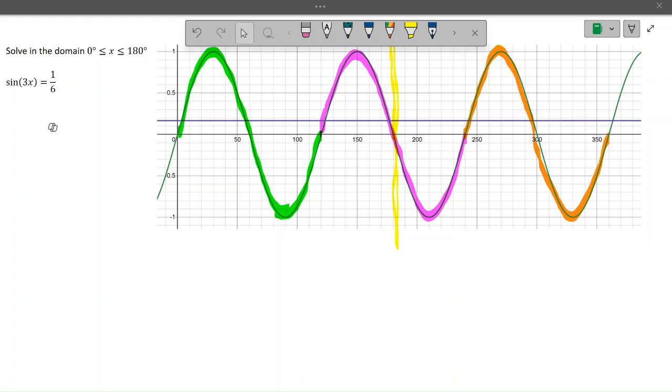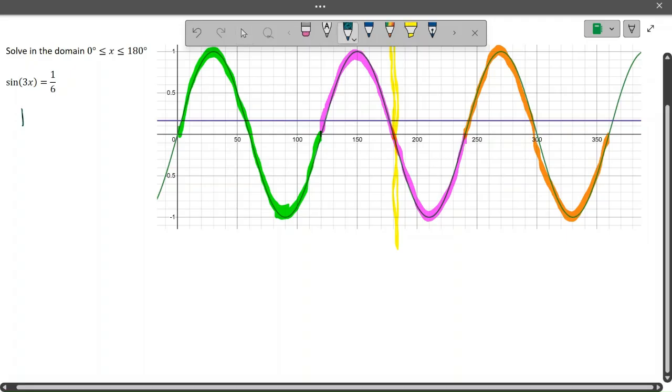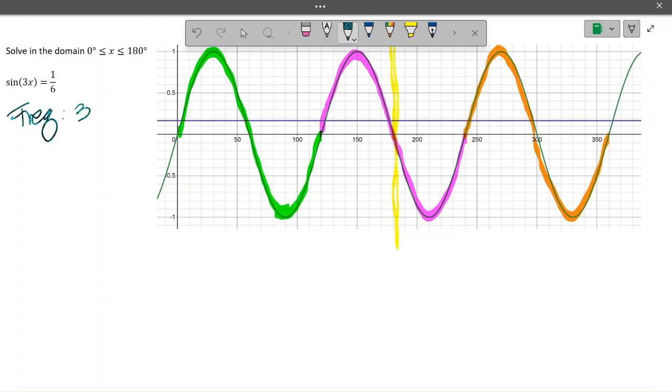So what that means is our frequency is 3. That means we have 3 complete sine waves in 360 degrees. I know our domain is only 180 degrees, but I wanted you to see what this looks like. So our first sine wave is green, our second sine wave is purple, and our third sine wave is orange. We are only looking at all of the green sine wave and half of the purple sine wave.